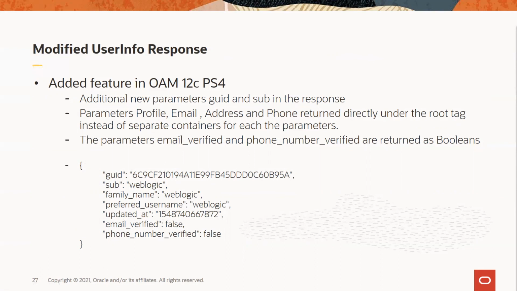It's known as user info scope cont. That one has to be provided, and in that case, the user attributes will not be listed under the same root tag like we have seen here. Similarly, you see the email verified and the phone verified tags are listed as Boolean, unlike the prior one, which used to have a string value like yes and no.